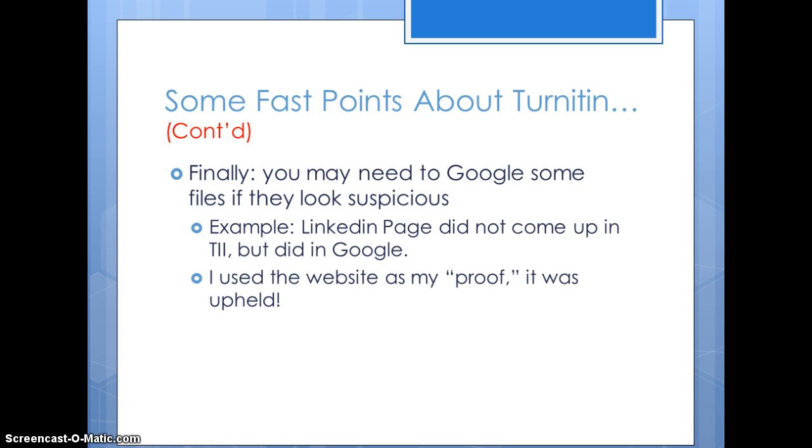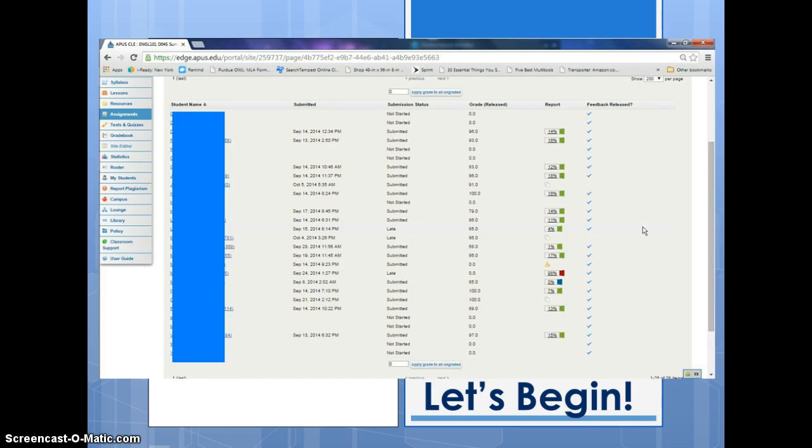I used the website address, and then I took a screenshot of what I saw at that address, and I submitted that for a plagiarism charge, and it was upheld. So you do not need to have just Turnitin.com in order to have a plagiarism charge upheld. In this case, I simply used a screenshot and a website. With all of those points in mind, let's begin.